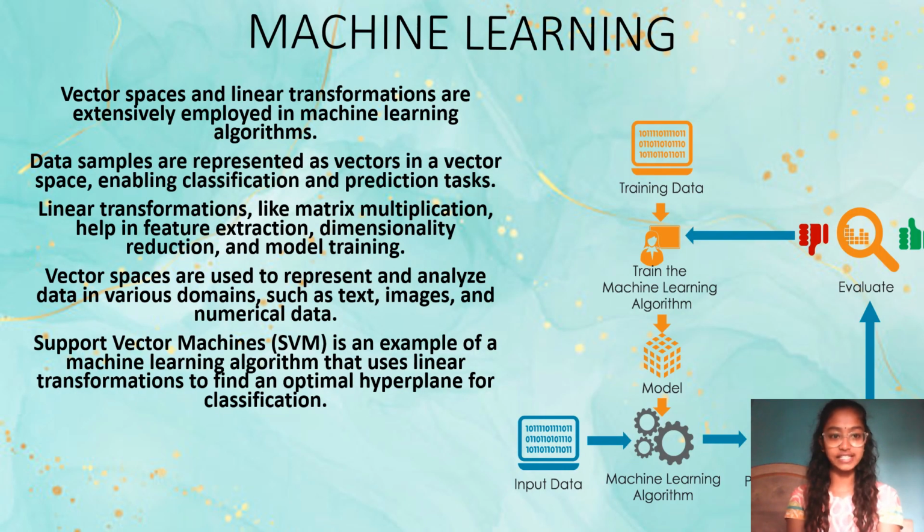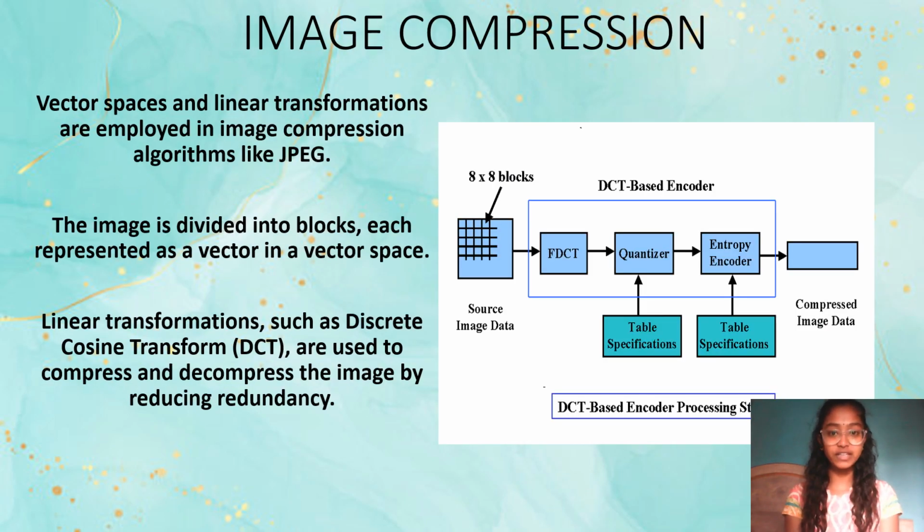And the next is machine learning. Vector spaces and linear transformations are extensively employed in machine learning algorithms. Linear transformations like matrix multiplication help in feature extraction, dimensionality reduction, and model training. Vector spaces are used to represent and analyze data in various domains such as text, images, and numerical data. Support vector machines are an example of a machine learning algorithm that uses linear transformation to find an optimal hyperplane for classification.